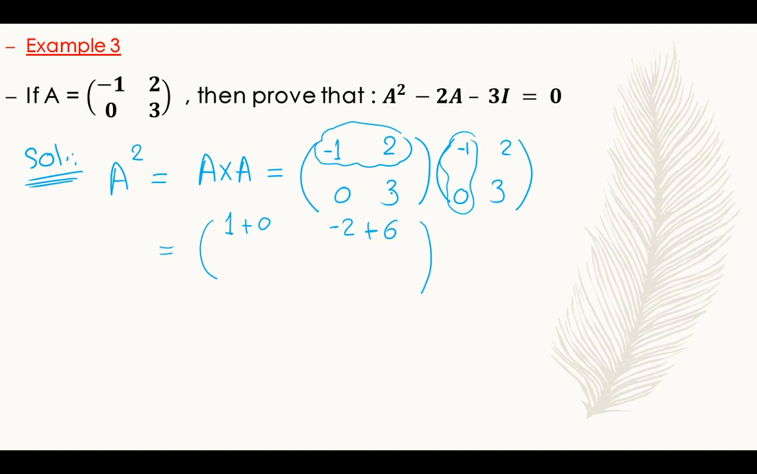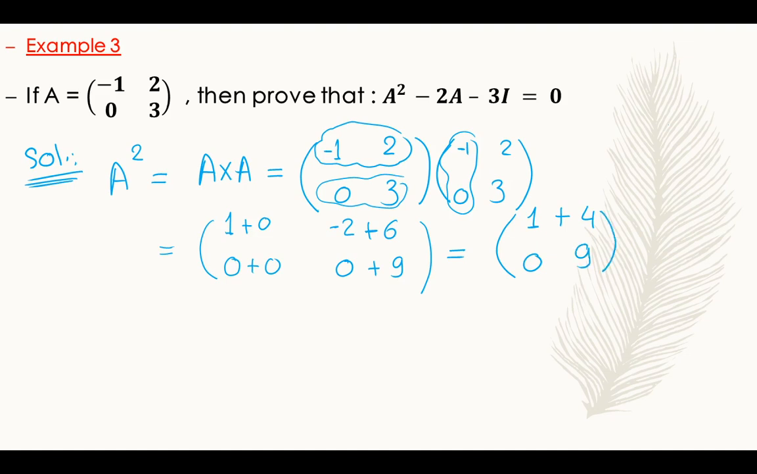And we will multiply the second row by the first column. 0 times negative 1 equals 0. 3 multiplied by 0 equals 0. Here we are going to multiply the second row by the second column. 0 times 2 equals 0, and 3 times 3 equals 9. Add 1 plus 0, it will be equal to 1. Negative 2 plus 6 equals 4. Here 0 plus 0 equals 0. 0 plus 9 equals 9.